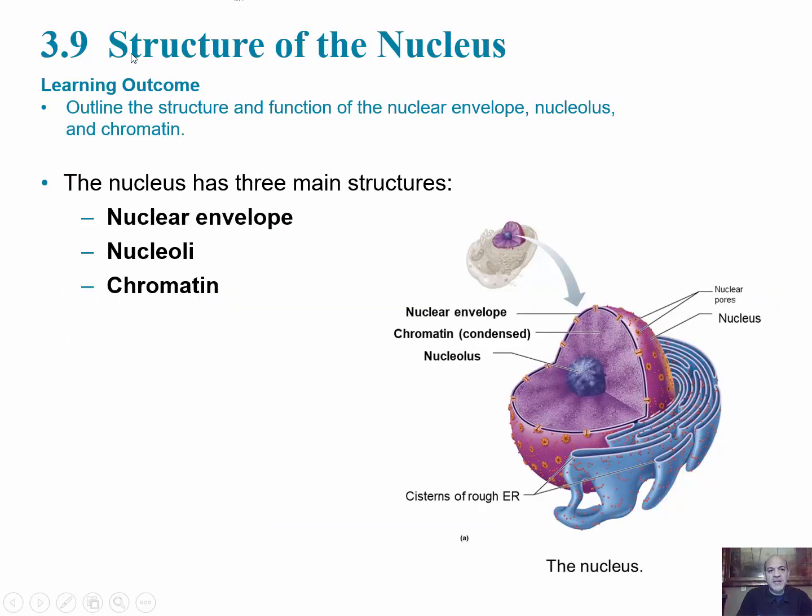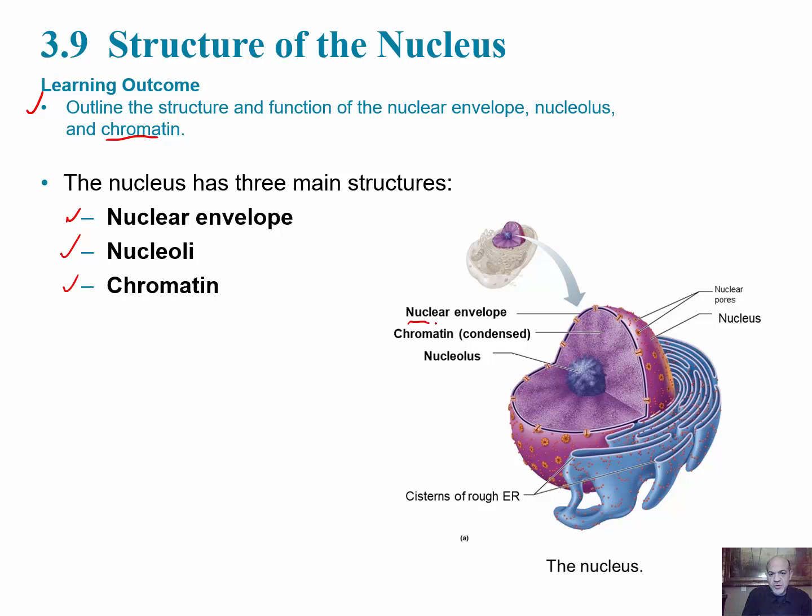So in section 3.9, we're going to look at the structure of the nucleus, and your objective here is to outline the structure and function of the nuclear envelope, nucleolus, and chromatin. The nucleus has three main structures. We're going to have the nuclear envelope, nucleoli, which is plural for nucleolus, and the chromatin.